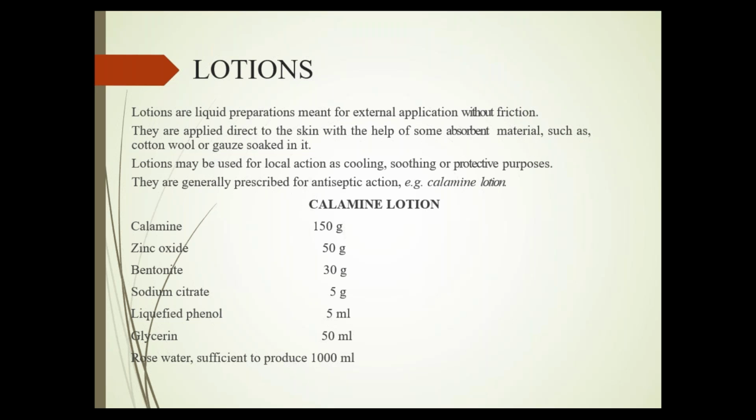Sometimes with bare hands we use it, or you can also use any cotton, wool, or gauze and soak this lotion and then apply onto the skin. This is used whenever you get any insect bites or allergy. You will normally use this calamine lotion. It will give a good cooling or protective purpose. And they're also prescribed for antiseptic action. The ingredients of calamine lotion: calamine, zinc oxide, bentonite, sodium citrate, liquefied phenol, glycerin, and last is rose water. So rose water is your vehicle here.